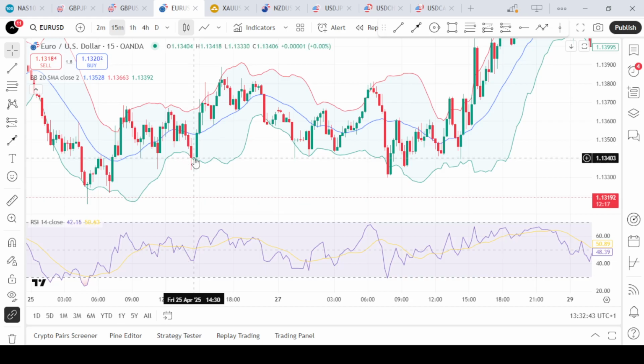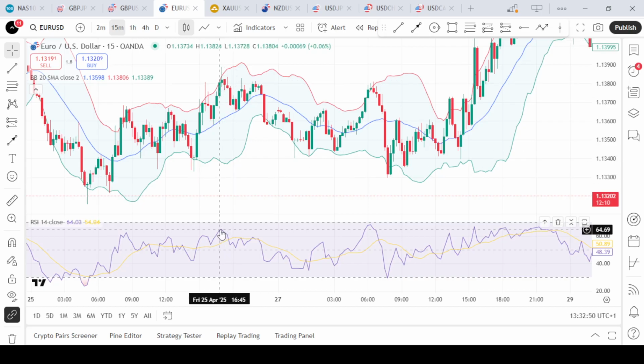So let's say we want to sell when price touches this upper band. We can see that price is above the 60 region, which indicates an overbought condition. So we have to look for selling opportunities.